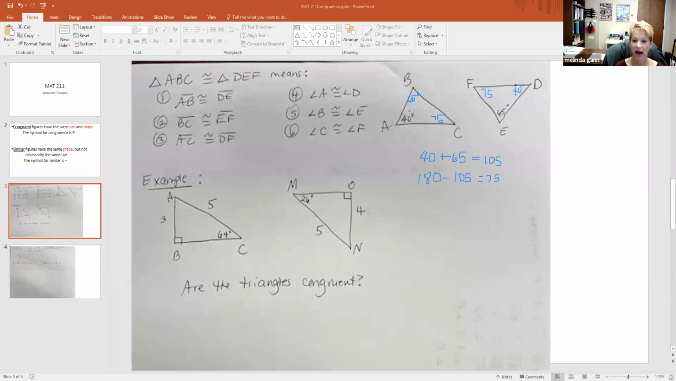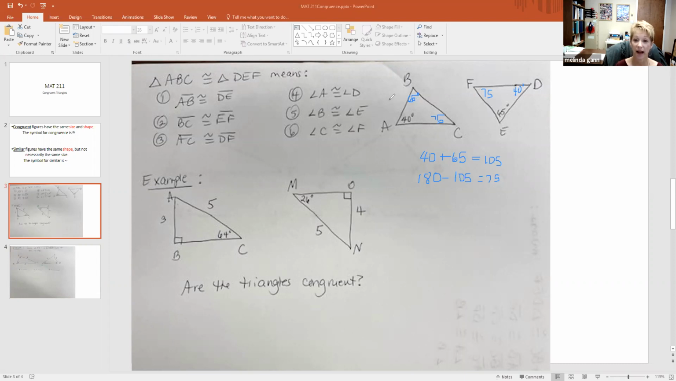So sure enough, A and D match. They're both 40. C and F match. They're both 75. And B and E match. They're both 65. Okay, so that's how we might be able to find missing things.